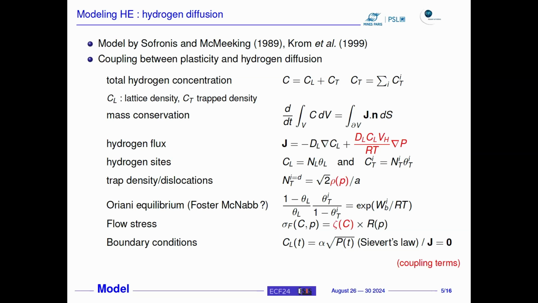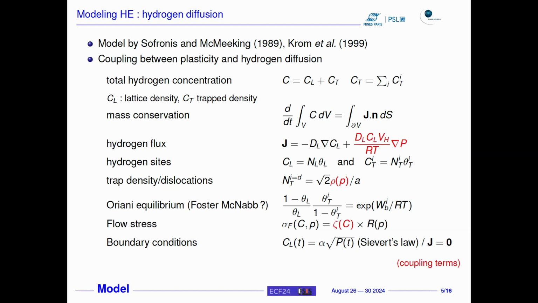So here, that's the flux of hydrogen, which is related to the gradient of the lattice hydrogen, but also there is a term which is proportional to the gradient of pressure, and it's very important because at a crack tip, pressure is very high, and hydrogen will diffuse toward crack tips and cause local embrittlement.